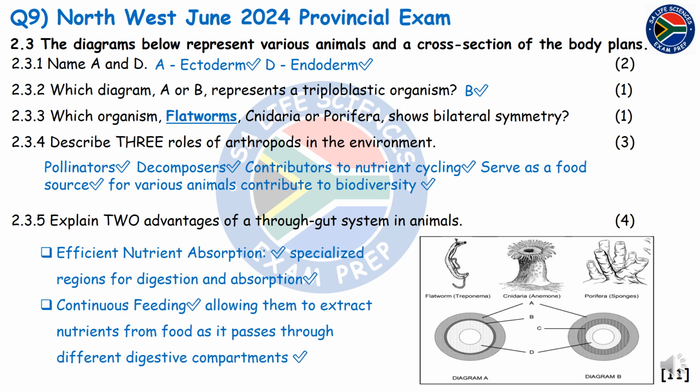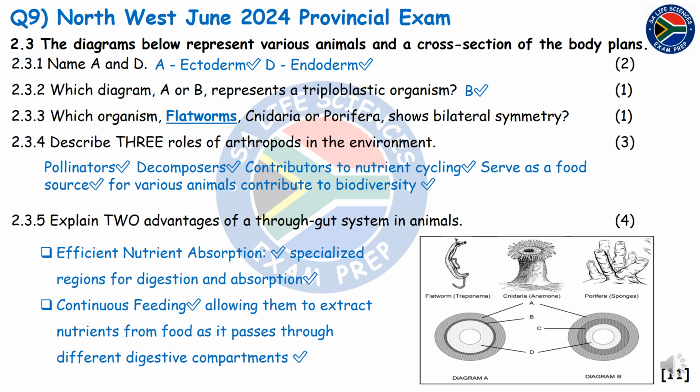2.3.3. Which organisms, flatworms, cnidaria, or porifera, show bilateral symmetry? That would be the flatworm. The porifera is asymmetrical, meaning it has no symmetry. The cnidarian has radial symmetry. That leaves the flatworms with bilateral symmetry, meaning that if we were to cut them in half, we would have 2 identical images.